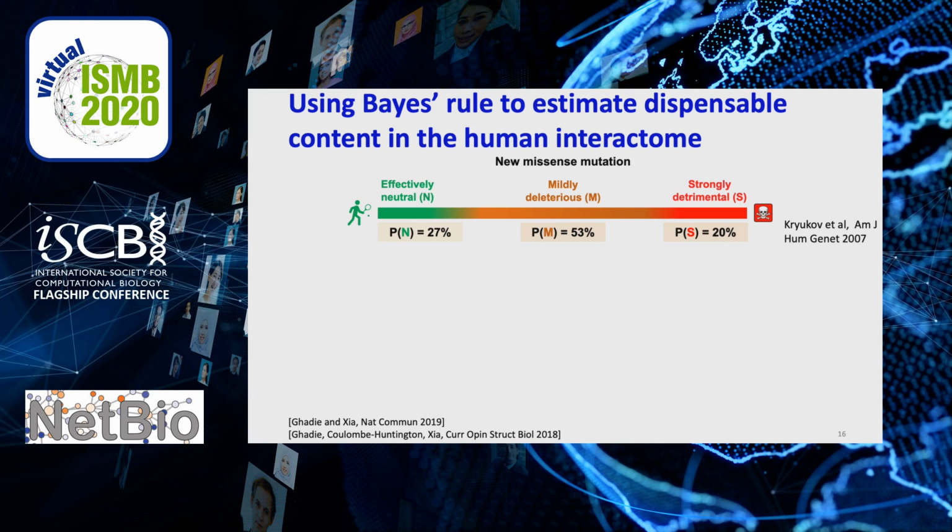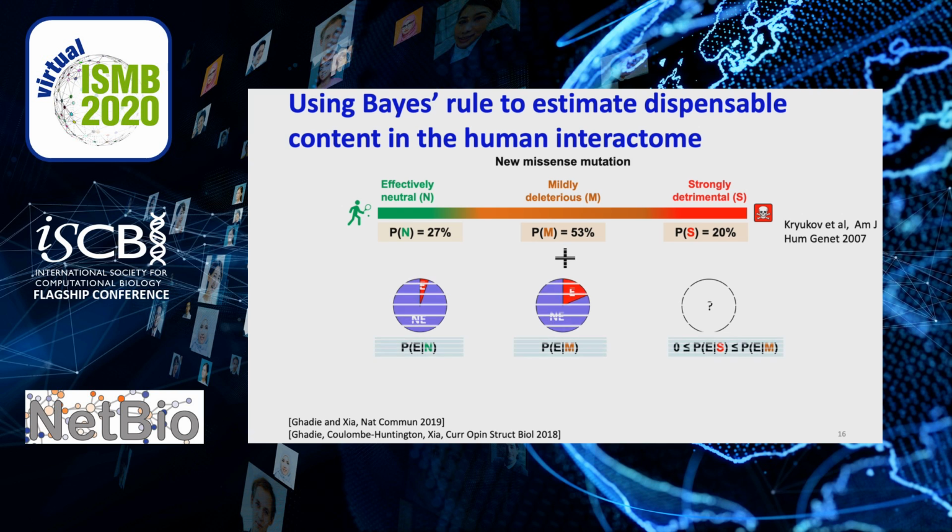Here are more details on how we apply the Bayes rule. We obtain from the literature the prior probabilities for new missense mutations to be effectively neutral, mildly deleterious, or strongly detrimental. Next, we add the pie charts from the previous slide, which give us the probabilities for effectively neutral and mildly deleterious mutations to be edgetic. Now, we're missing a third pie chart, which is the probability for strongly detrimental mutations to be edgetic, but we can make some educated guesses.